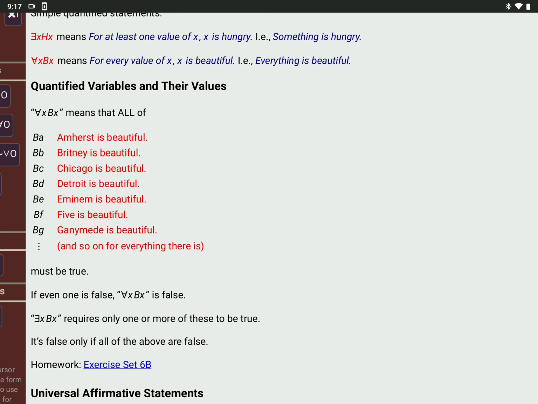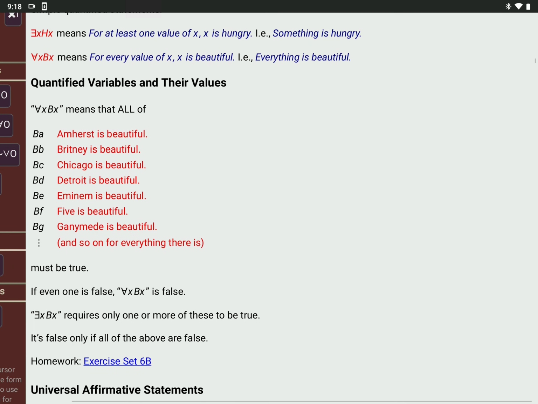Just like if I were to write X plus Y is Z in algebra, 1, 2, 3, 4, 5 are all possible values of X, right? So if I write BX, there are different values that X can take. But if I say upside down AX, BX, I'm saying that every value of the variable makes the statement true. So Amherst is beautiful, Brittany is beautiful, Chicago is beautiful, all of those. And that list would go on forever. I'd list everything there is in the world, and I say it's beautiful. Each one of those is a possible meaning of BX, right? If all of those are true, then upside down AX, BX is true.